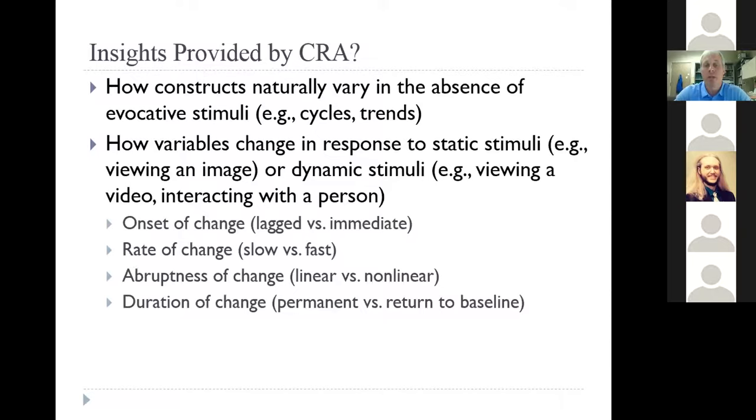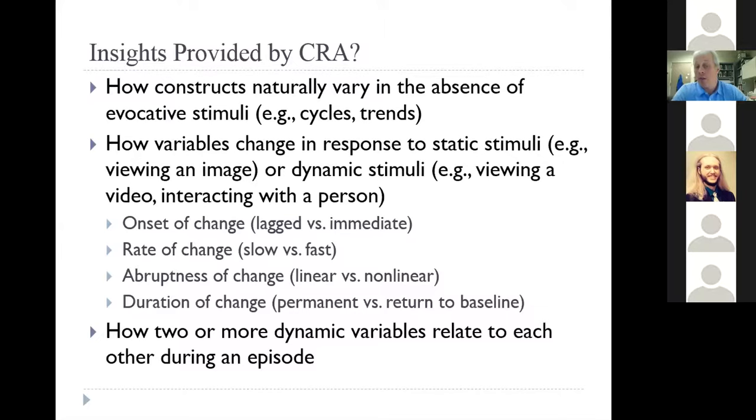And so we can look to see, when some stimulus changes, what is the onset of the change in terms of some psychological variable? Is it a lag, is there a delay, or is it an immediate change? The rate of change in response to that stimuli: is it slow or fast over the course of the change period? The abruptness of the change, whether it's linear or nonlinear, such that it is accelerating or decelerating. And then when the change happens, is it permanent? Does it stay at a new level? Or does it return to baseline, as a lot of homeostatic systems would?